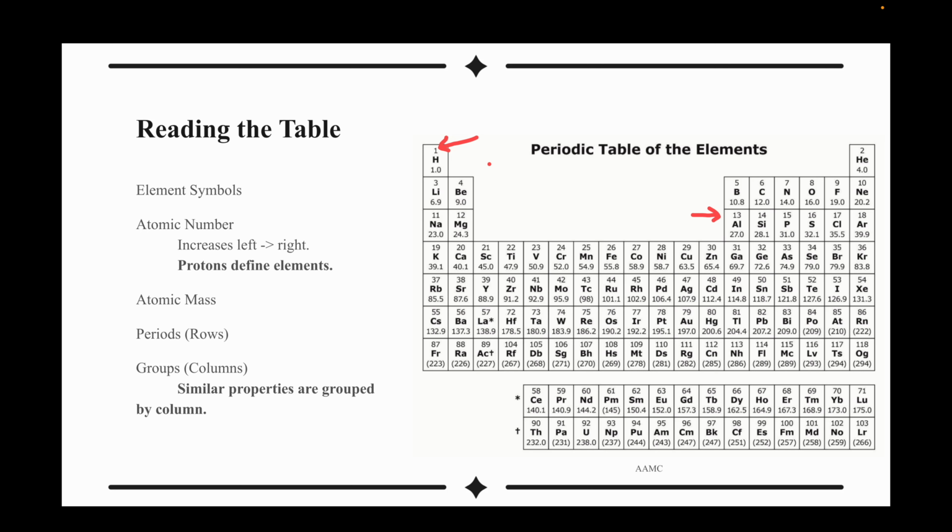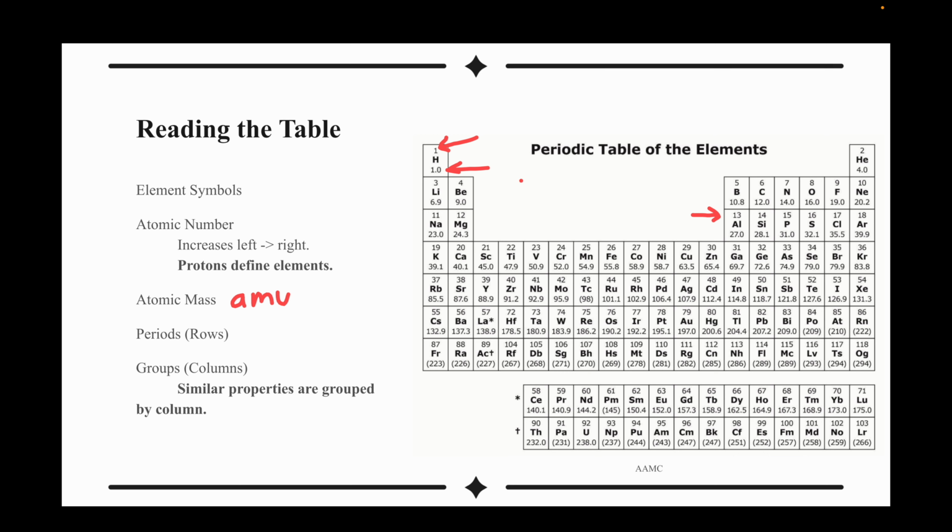The second number we see is the atomic mass. The atomic mass describes how much the average atom weighs. The atomic mass is technically in atomic mass units, but we'll talk more about its significance in the next slide.